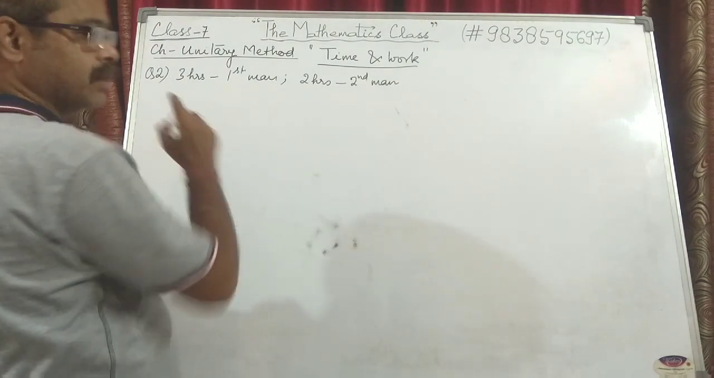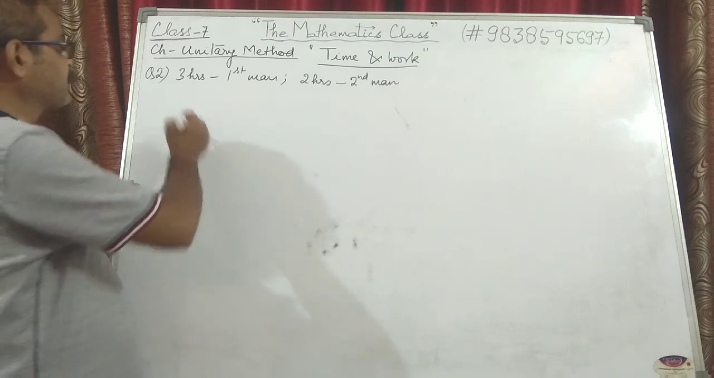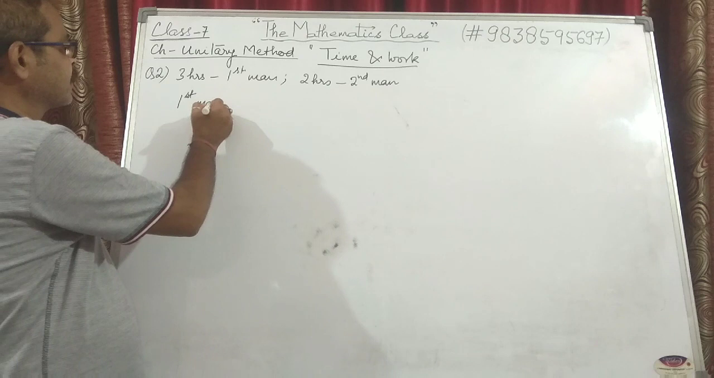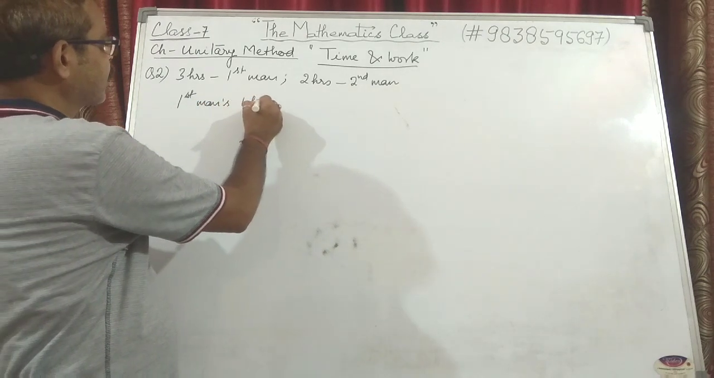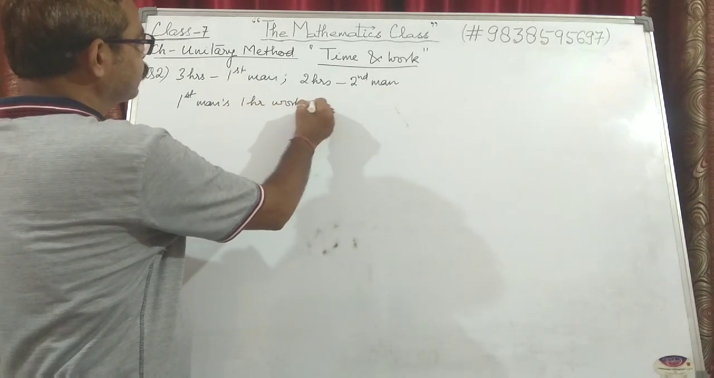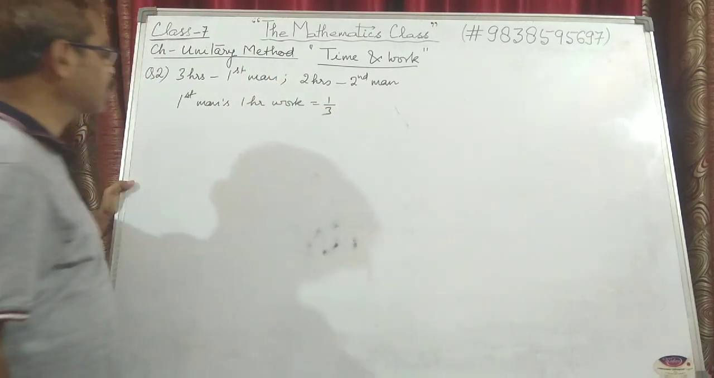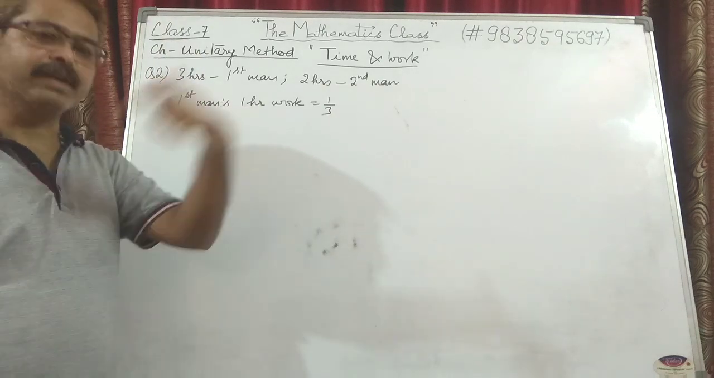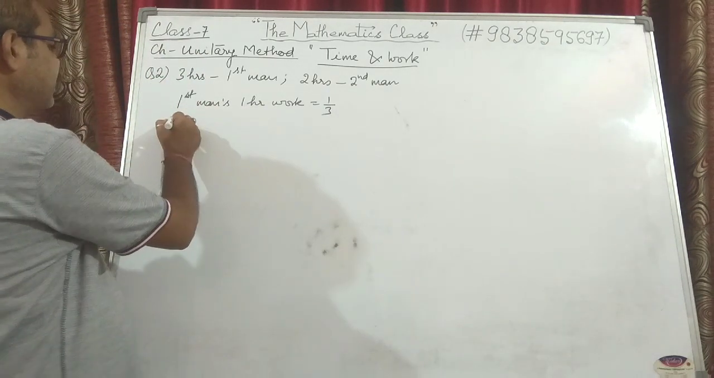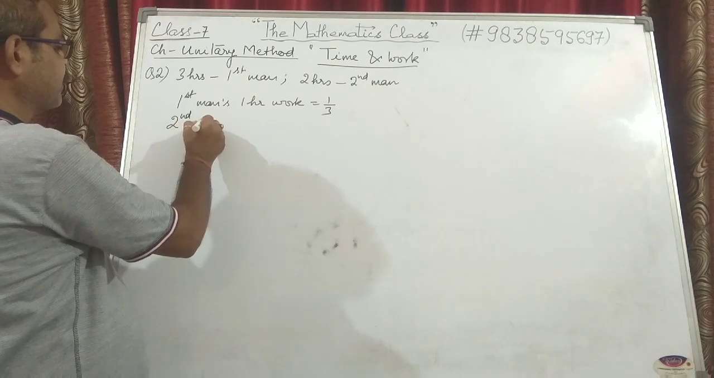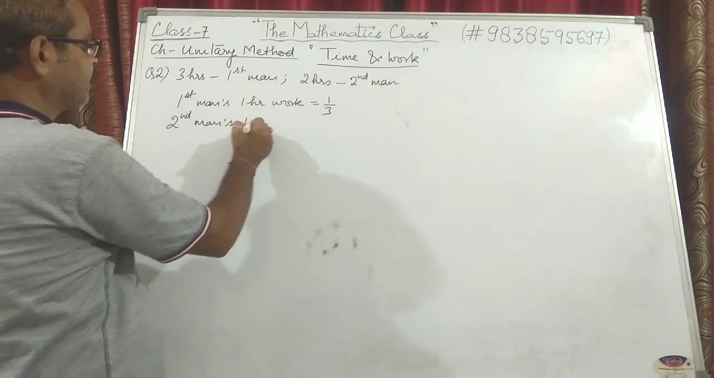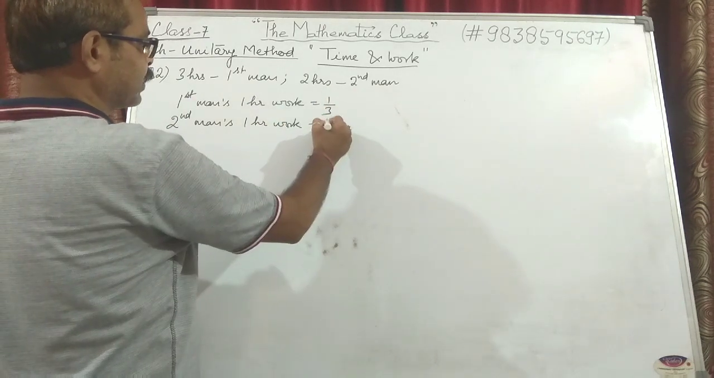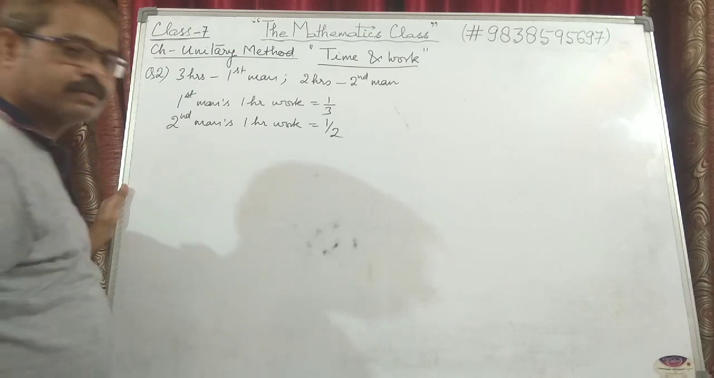So we can say in the statement what we are going to write, first man's 1 hour work will be 1 upon 3 of the total work because he completes the work in 3 hours. So in 1 hour, he'll complete 1/3 of the total work. Similarly, second man's 1 hour work. He is completing it in 2 hours. So in 1 hour, he'll complete 1/2 of the work.